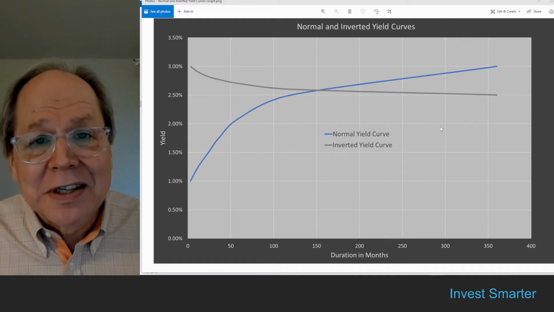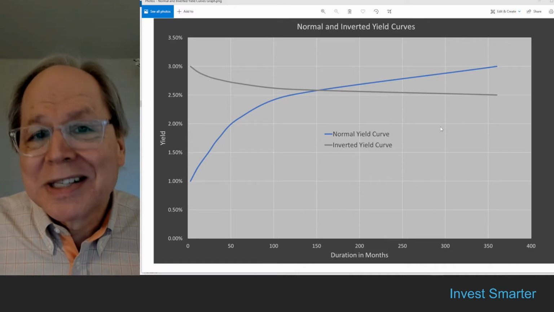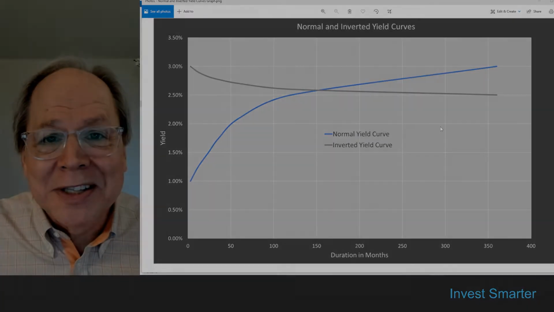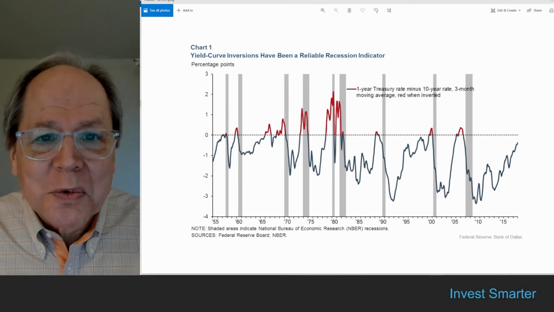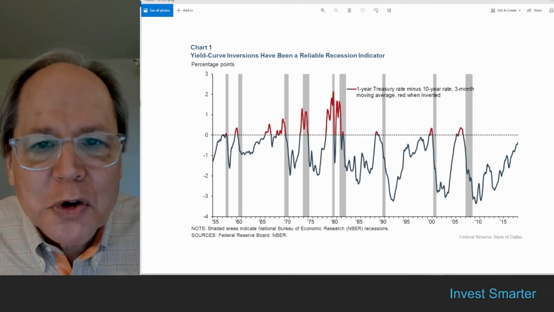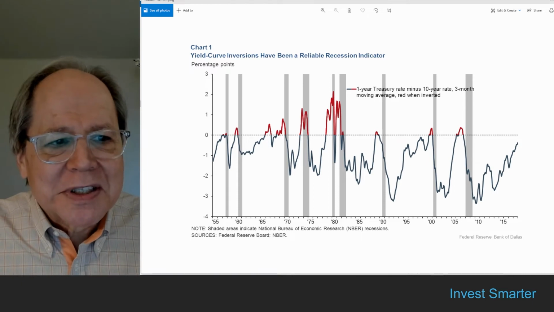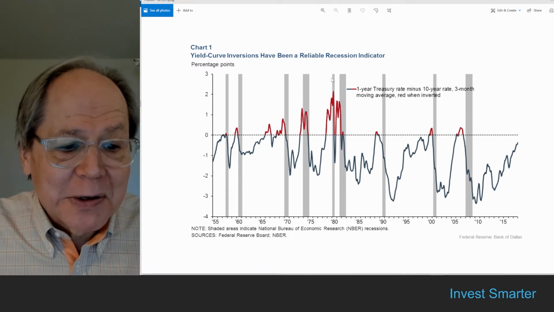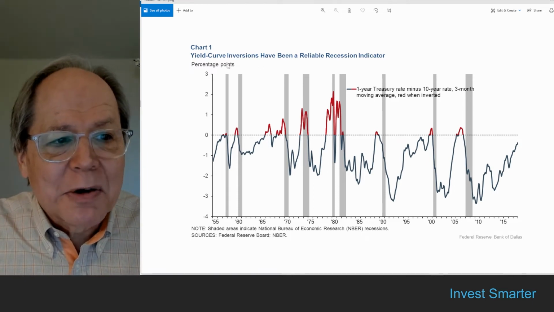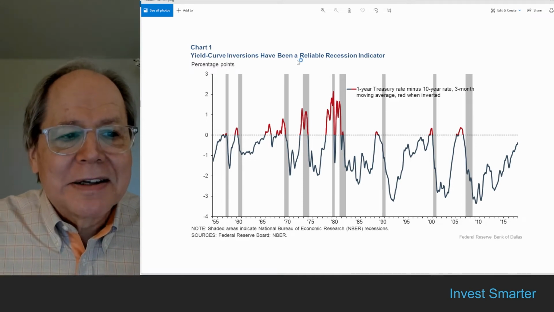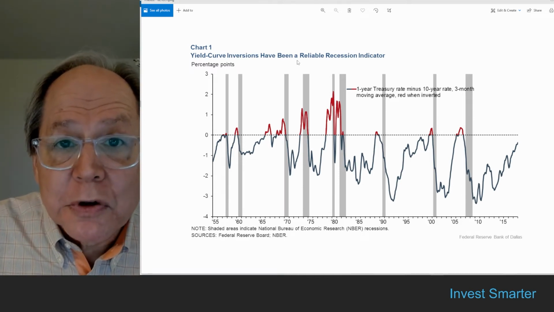Now, the real question is this bad or is this not bad? Well, let's talk about it. Before we get into is an inverted yield curve good or bad, you can see from this graph published by the Federal Reserve that they are promulgating the idea that an inverted yield curve is bad.